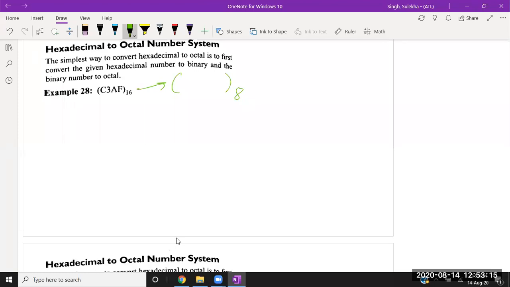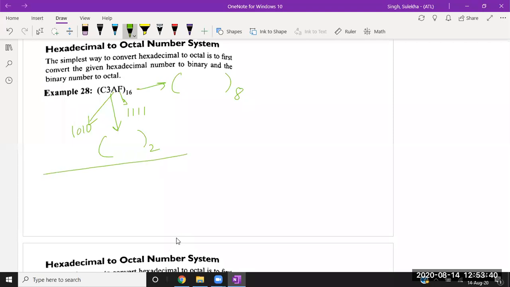So what you need to do? You need to convert this number into binary, by writing all the things in 4-bit. Like F is this one, A is 1010. Write all the things in a sequence.